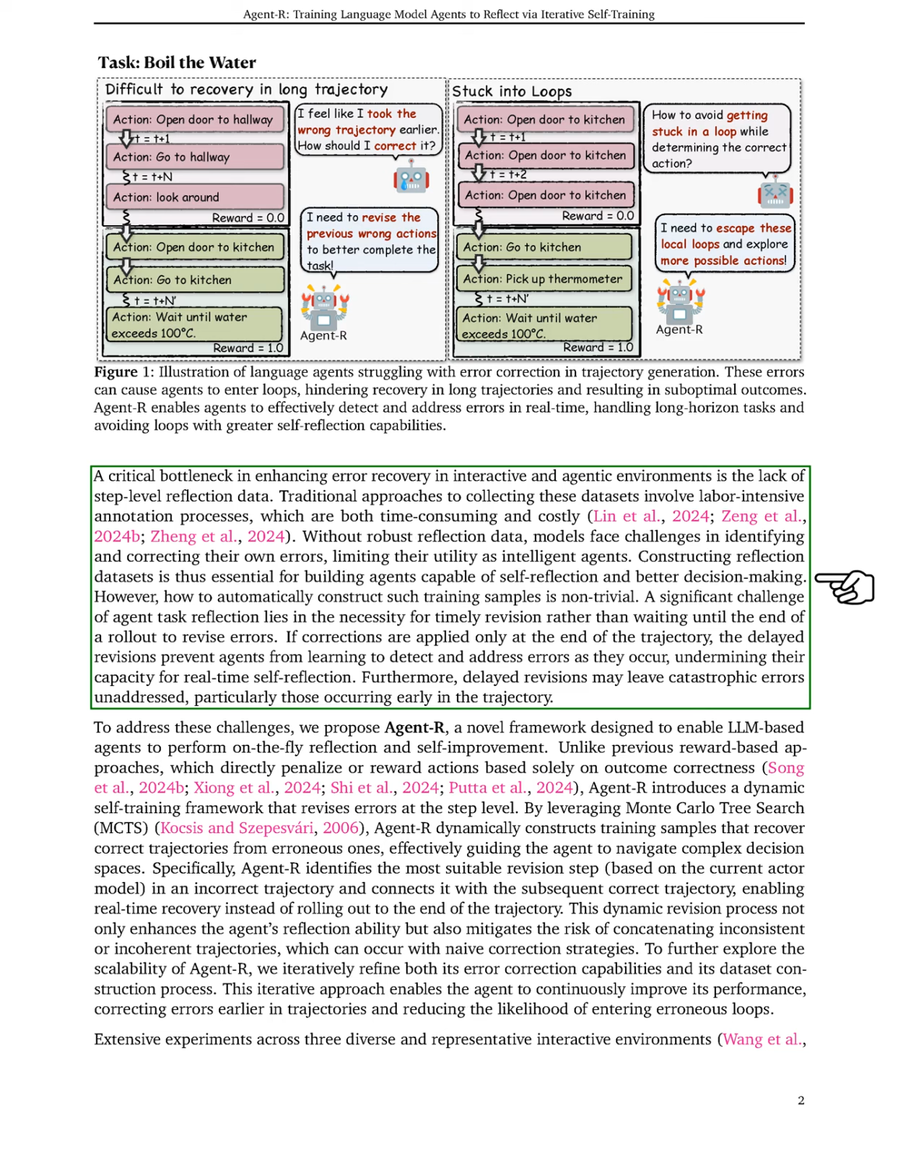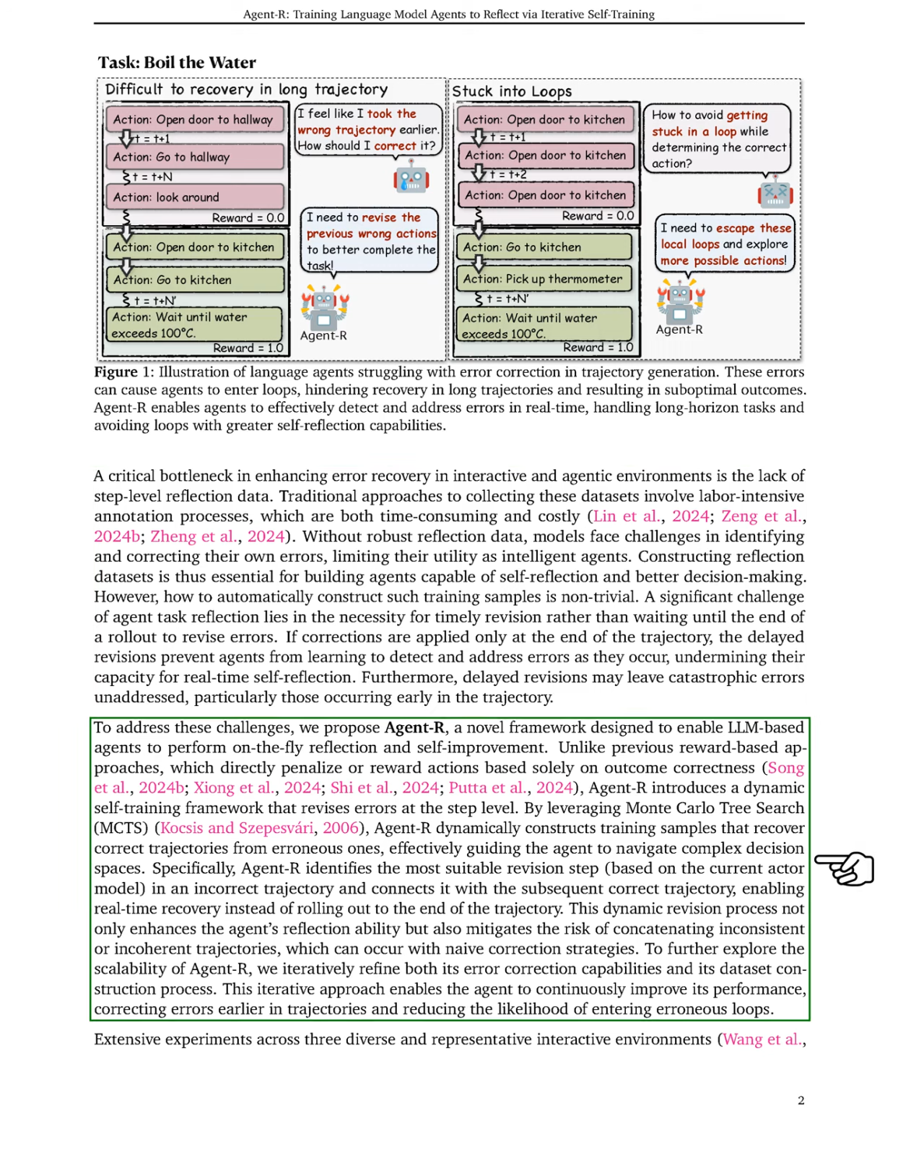We highlight that timely revisions are crucial. If corrections are only made at the end of a task, agents miss the opportunity to learn from errors as they happen. This delay can lead to serious mistakes, especially if they occur early in the process. To tackle these issues, we introduce Agent R, a new framework that allows LLM-based agents to reflect and improve in real time.